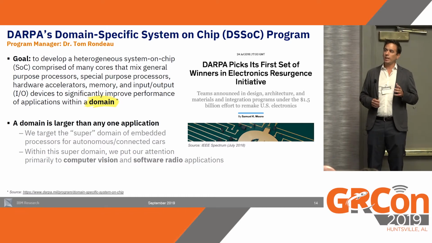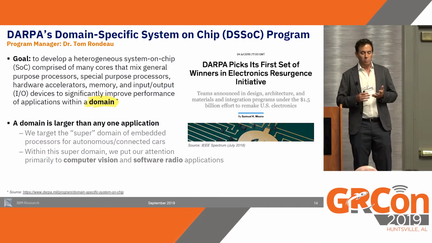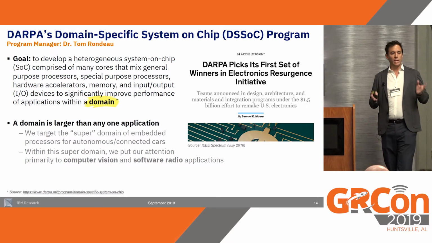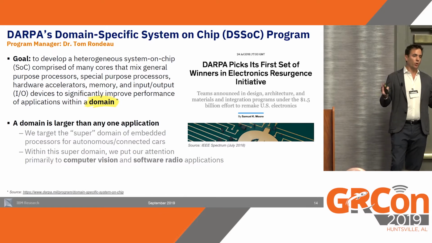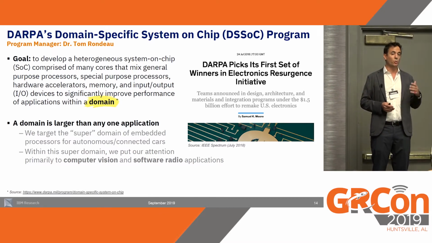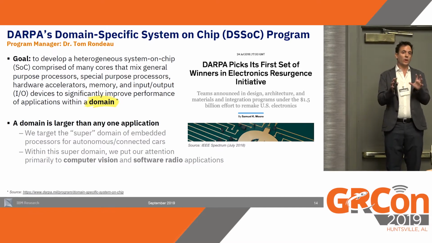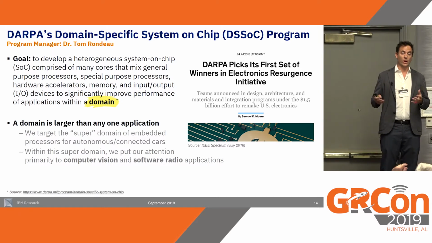The main goal of the DSSoC program is to develop heterogeneous hardware-software platforms, chips, to meet metrics of interest, including performance, throughput, and power efficiency for a given application domain of interest. In this context, a domain is larger than an application. In our project, we talk about a super domain of connected and autonomous cars, which integrates elements from, for example, computer vision, as well as software-defined radio.